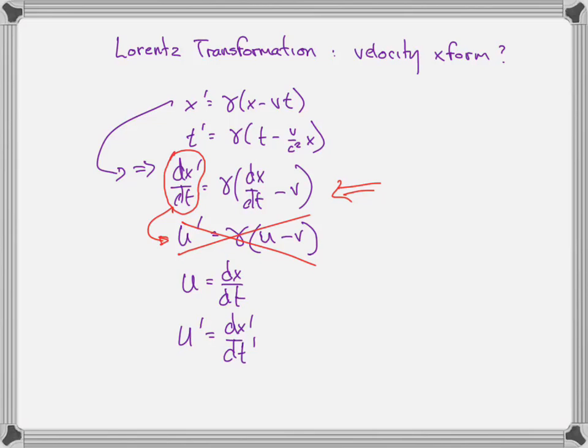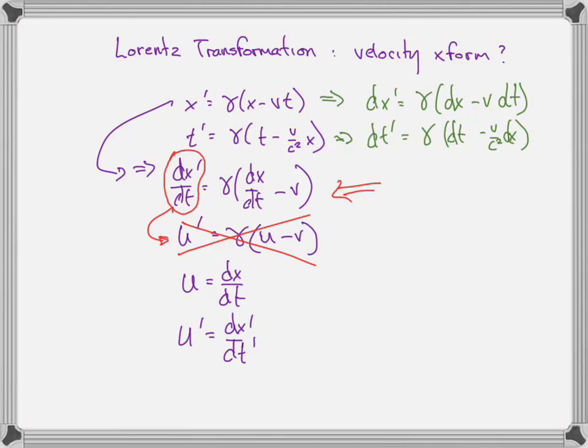What we have to do is take a slightly closer look at these two equations, the top two equations. We can just write this as a differential: dx' equals gamma times (dx minus v dt). It's just like writing delta x' equals gamma times (delta x minus v delta t). And we can write dt' as gamma times (dt minus v dx over c squared). All the rest are constants.